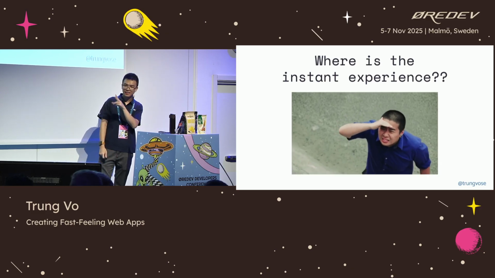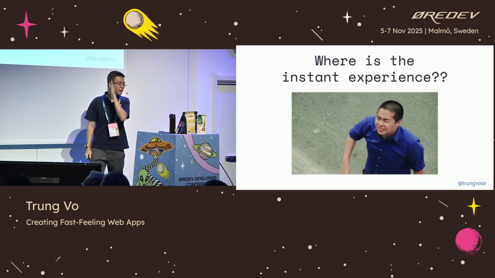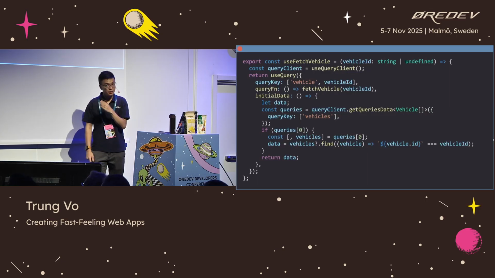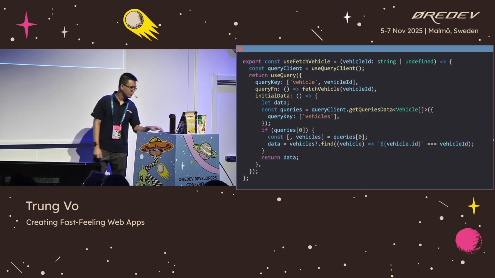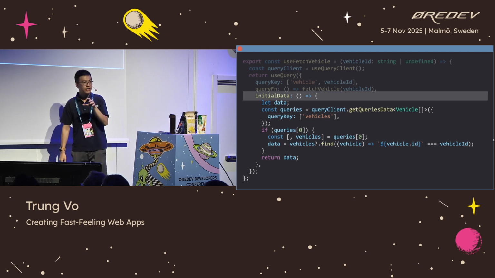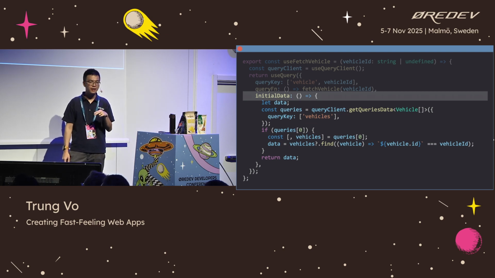Okay, that's the code again. I'll just make sure. Now we see the code again. That's a long code, so stay with me. So here, we introduce something we call initial data. It's like a property, and it's like a function. It's going to return something.